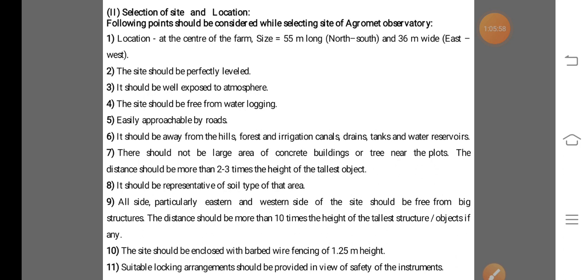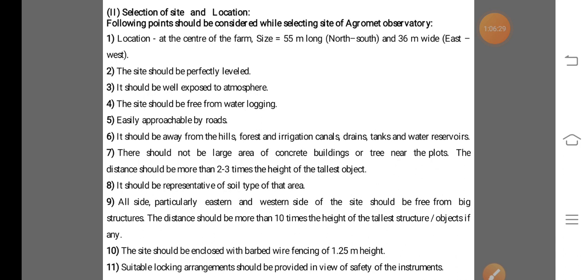So this is about the 2 points in the procedure. First one, classification of Agromet observatory, and second one is the selection of site and location of Agromet observatory. That means the points that should be considered while selecting the site of an Agromet observatory. Like that, I can stop this lecture here.